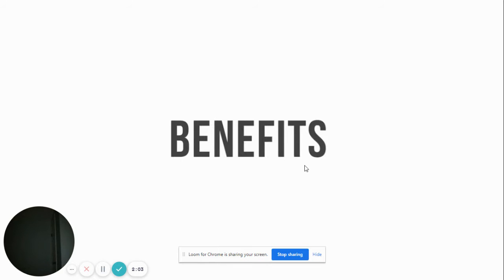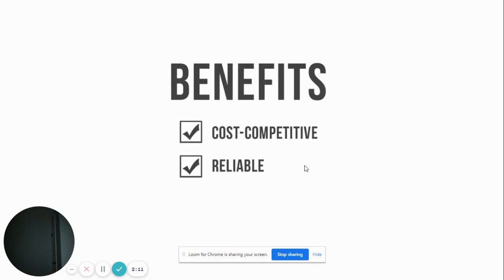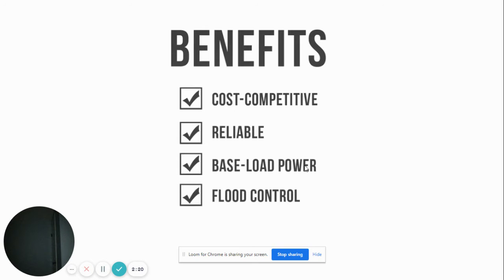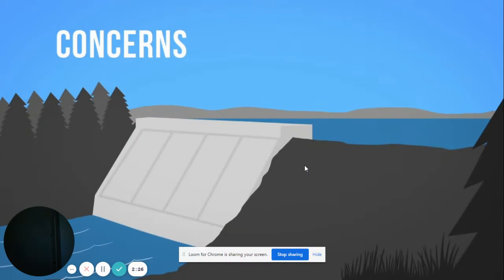Hydropower has several benefits. It is a cost-competitive form of electricity, even though the initial building cost can be high. It is quite reliable compared to other renewable options and pairs well with other sources as it can be used as baseload power. In some cases, dammed reservoirs can also help with flood control and be a reliable water supply for communities.